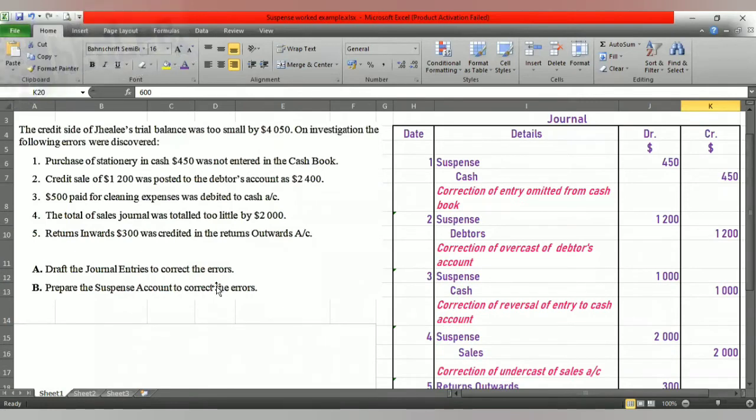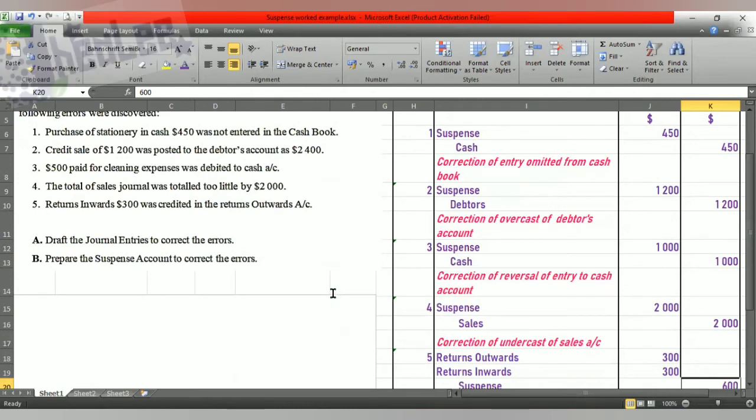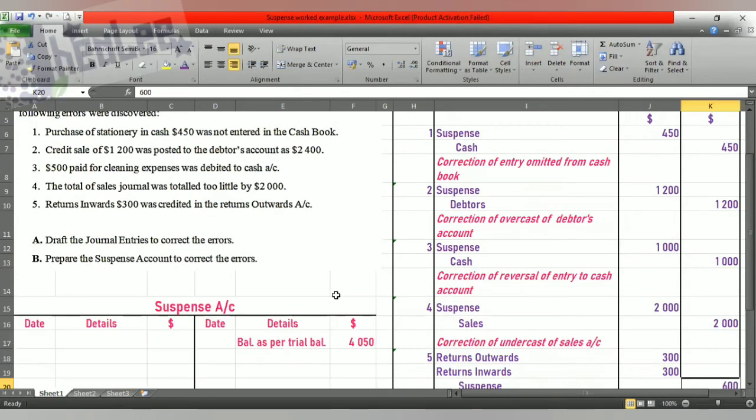Now that we have completed part A, we are now going to proceed to part B, where we're asked to prepare the suspense account to correct the errors. The first thing that you need to do is to ensure that the difference in the trial balance is placed in the suspense account. So the credit side was short, so that value is placed on the credit side.